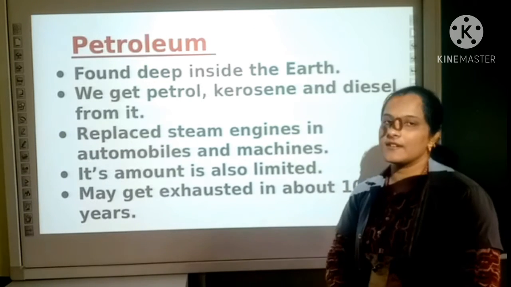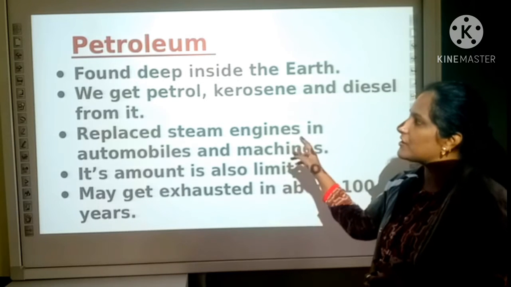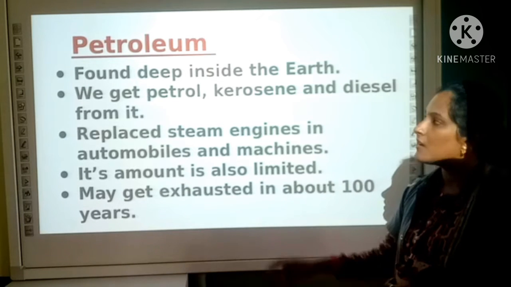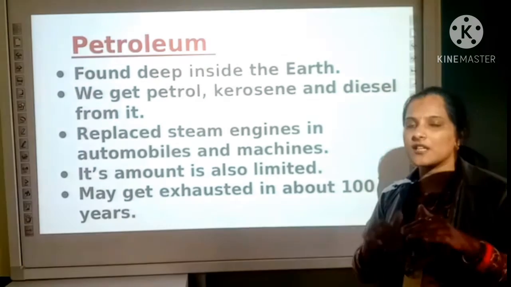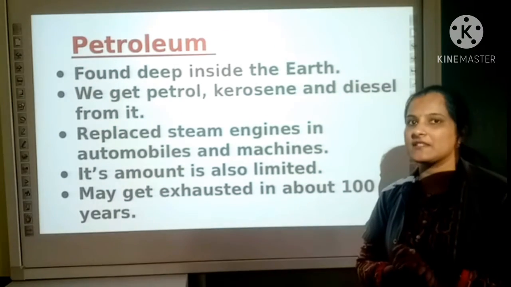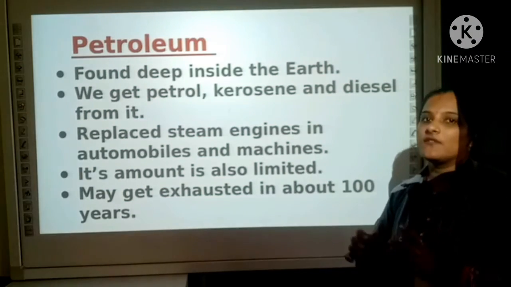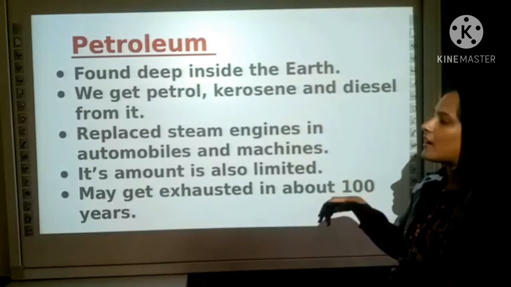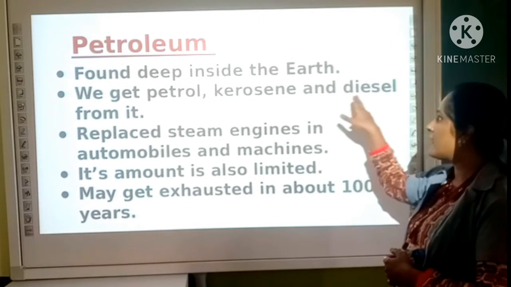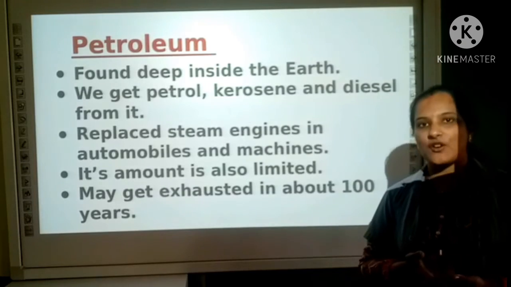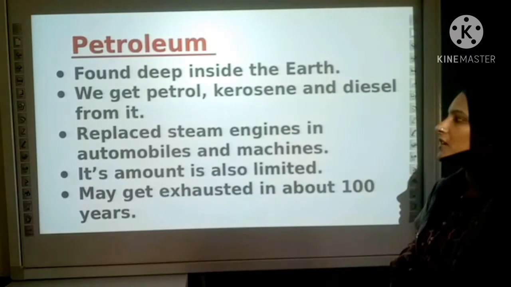Let's move to the next. So petroleum. Found deep inside the earth. पेट्रोलियम हमें कहाँ मिलता है, अर्थ के बहुत अंदर, बहुत डीप हमें जाना पड़ेगा for finding the petroleum. अब उसमें से क्या क्या मिलता है, पेट्रोल, kerosene and diesel. These are again the fuel oil which are used for burning.